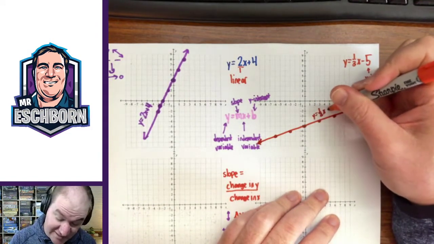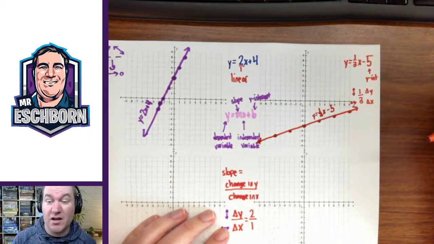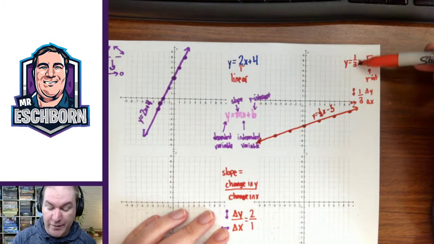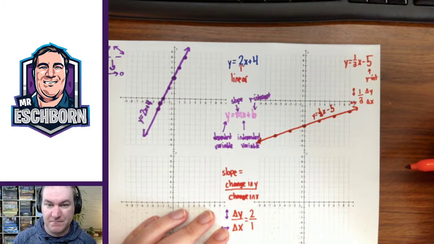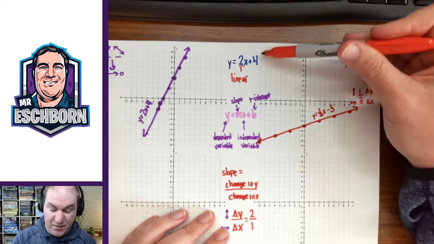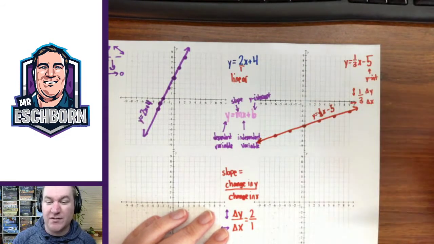You'll notice this line is less steep than the other one. That's because the slope is a lower number. 1/3 is less than 2, so the line is less steep, right? The -5, instead of being +4, remember all that did is it slid the y-intercept to be down lower.